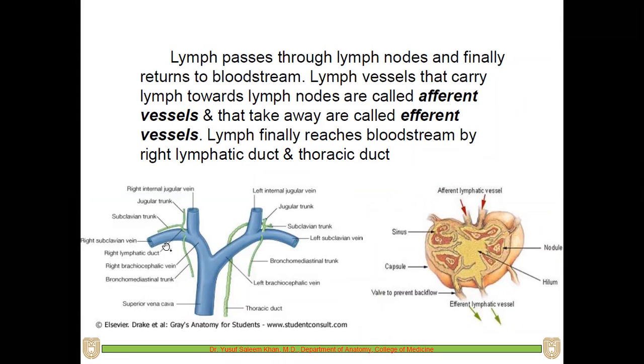Then we saw the lymphatic vessels. The largest is the thoracic duct, which drains into the junction between the left internal jugular and the left subclavian vein. Similarly, on the right side we have a small duct called the right lymphatic duct, which is a very short duct. And then we saw the lymph nodes, which have afferent as well as efferent lymphatic vessels.